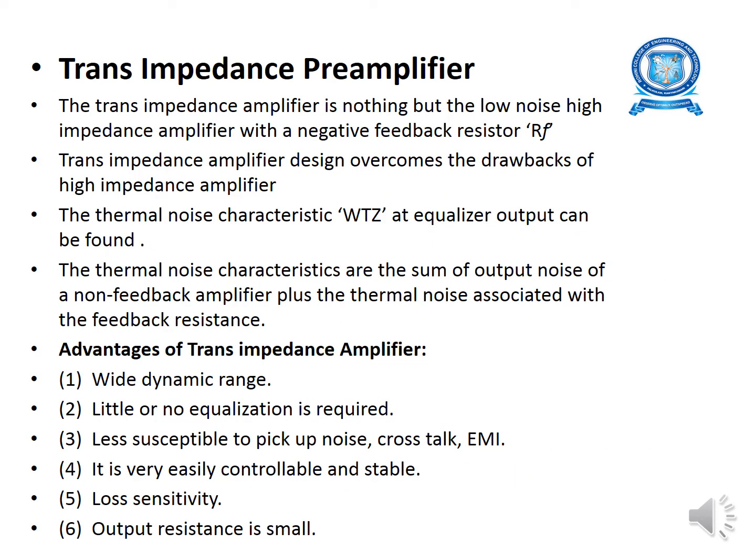Now we are going to see the transimpedance preamplifier. The transimpedance preamplifier is nothing but a low noise high impedance preamplifier with a negative feedback resistor RF. The device therefore operates as a current mode amplifier, where the high input impedance is reduced by the negative feedback, and it overcomes the drawbacks of the high impedance amplifier, such as the need for equalization in broadband applications and limited dynamic range.